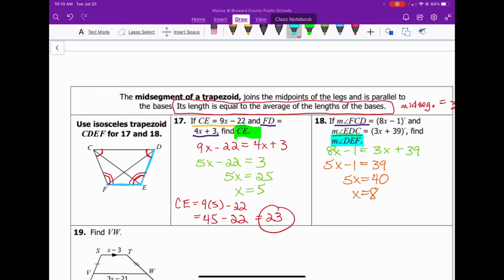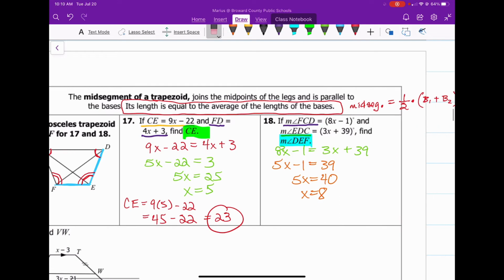However, the relationship between those two angles is supplementary. We should be able to add those two and they'll be equal to 180. So with that being said, we need to figure out what angle EDC is, and then we should be able to figure out what angle DEF is. So we're going to plug 8 back into DEF. Excuse me, not DEF, but EDC.